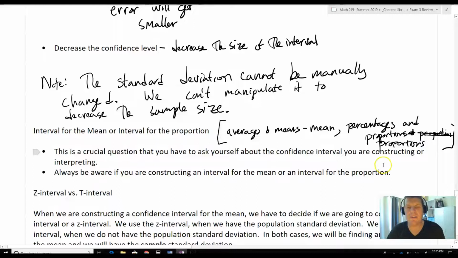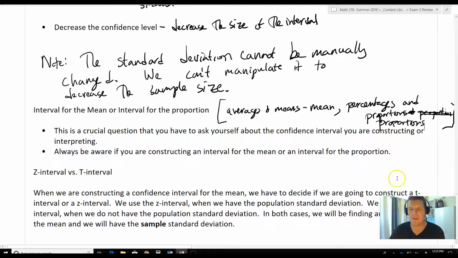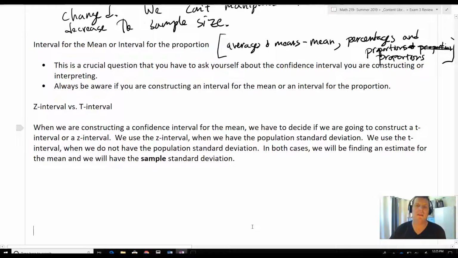Finally, one last note. This is very important and very crucial to this and to hypothesis testing. When we're constructing a confidence interval for the mean, not for a proportion, we have to decide if we're going to construct a t-interval or a z-interval. We use the z-interval when we have the population standard deviation, and we use the t-interval when we do not have the population standard deviation. So that's our basic thing.